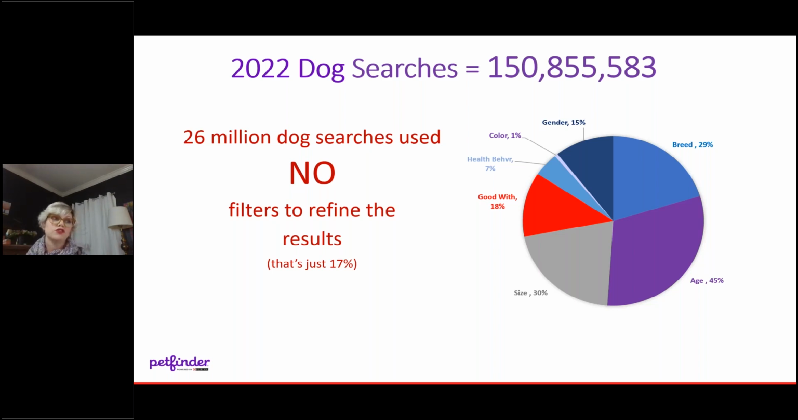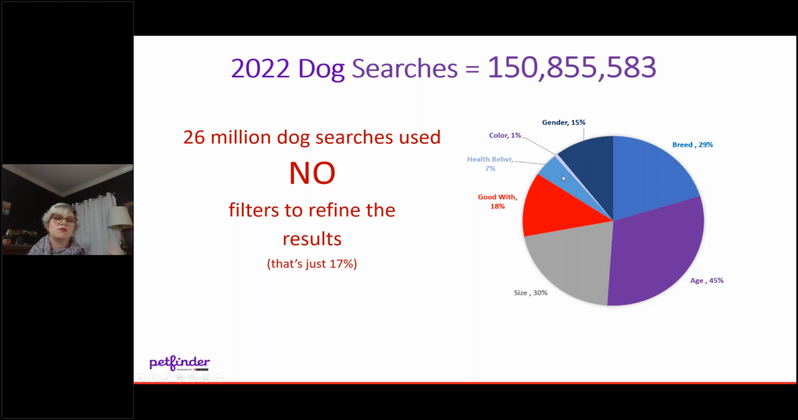So of the filters that were used, we see that age was the most commonly used for dog, and then breed and size each take about a third. So despite our efforts to remove labels, consumers, potential adopters are still using those to refine their searches, which is interesting. And then we see the smaller categories for the good with, which is good with dogs, children, cats.